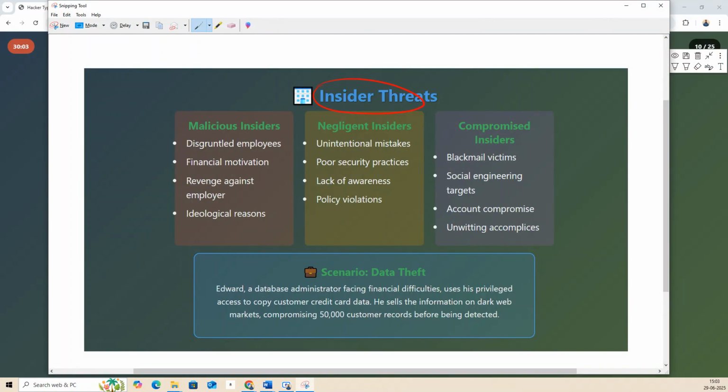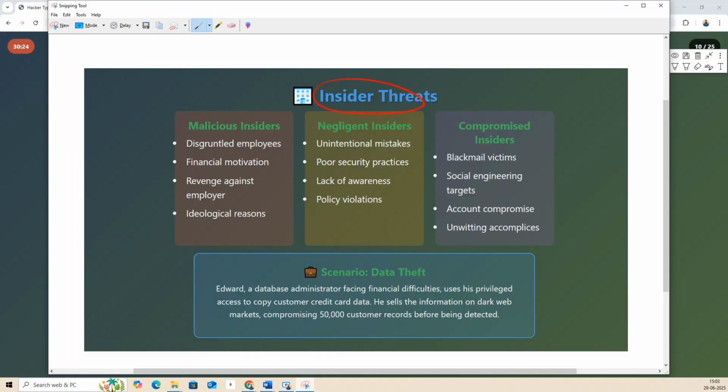Now we talk about the threat that keeps security professionals awake at night: insider threats. These are the people who already have access to your systems, who know your weaknesses, and who can cause massive damage without ever having to break in. Let's break down the three types of insider threats.